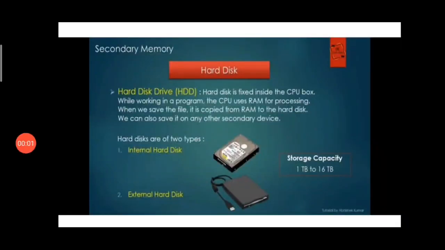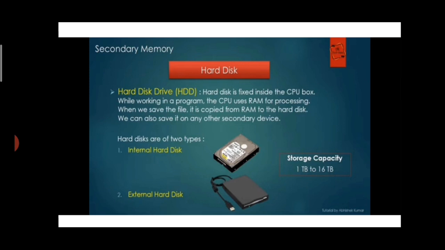Now hard disk. Hard disk is a device which is fixed inside the CPU box. Okay, so what is hard disk? Hard disk is a device that is fixed inside the CPU box, and hard disk is used to store a large amount of data. We use hard disk for that only.